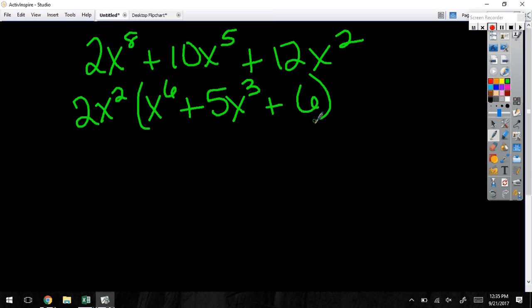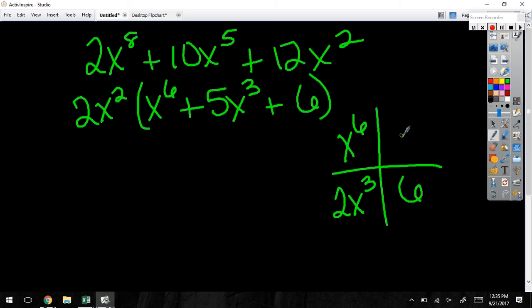All right. So since it's quadratic form, box. What goes in the first box? X to the 6. What goes in the last box? 6. 6x to the 6. What multiplies to 6x to the 6th but adds to 5x to the 3rd? 2 and 3. 2 what and 3 what? 2x cubed, 3x cubed. Oh, that's the same one. Oh my goodness. All right, up and over. GCF. X to the 3rd. GCF. Okay.